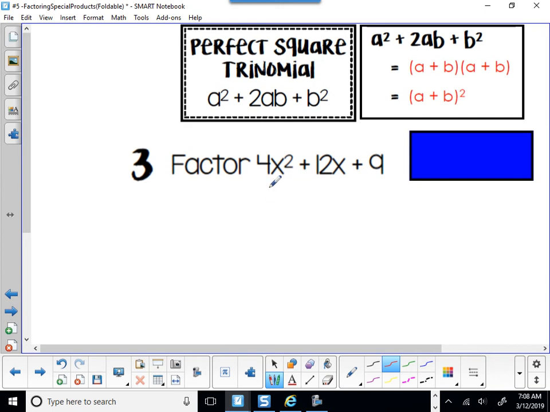Our third example, we take the square root of the first term. The square root of 4x squared is 2x. The square root of the last term is 3, and the sign of the middle number. 2x plus 3 squared are the factors of 4x squared plus 12x plus 9.